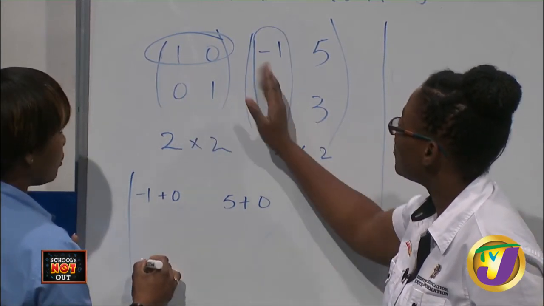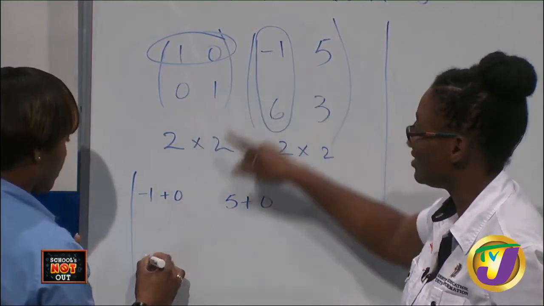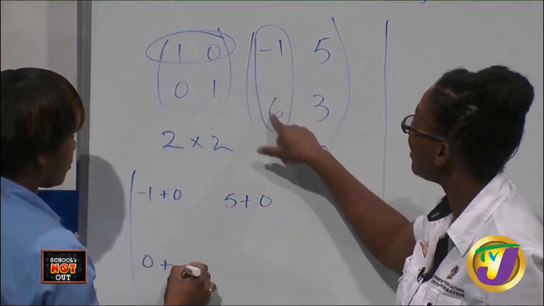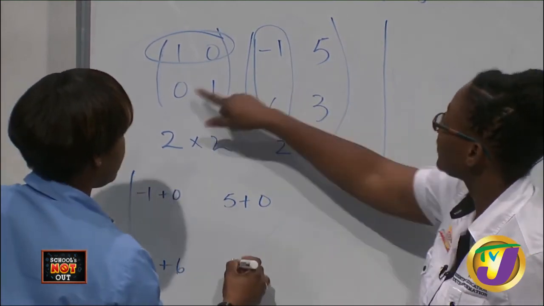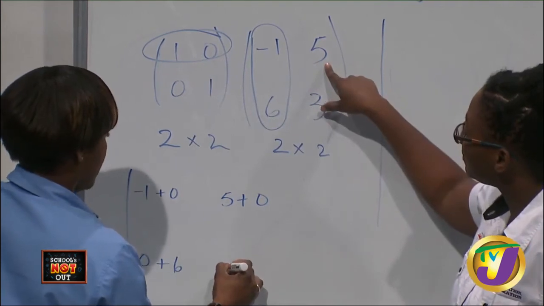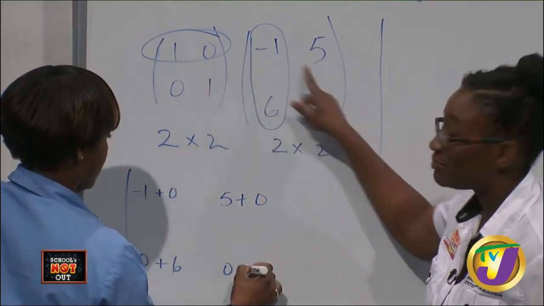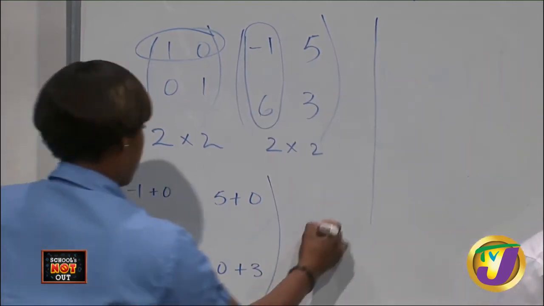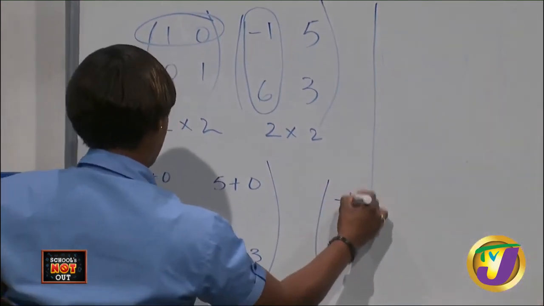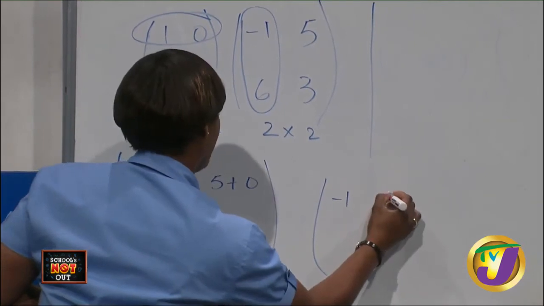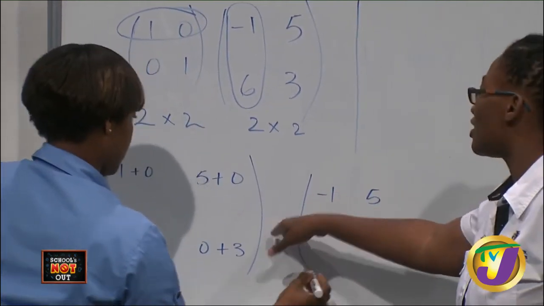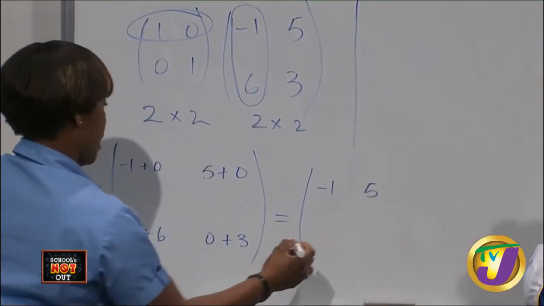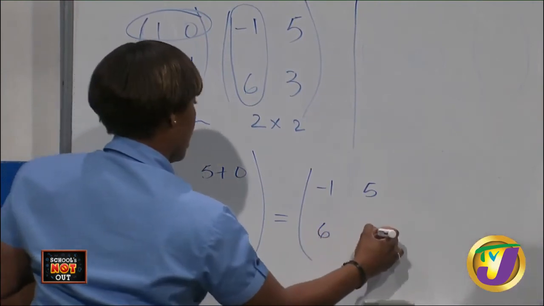Then let's go to row 2. Row 2, column 1: 0 times -1 is 0, and 1 times 6 is 6. Row 2, column 2: 0 times 5 is 0, and 1 times 3 is 3. Give me that resulting matrix. We would have -1, 5, 6, and 3. I think you're missing an equals sign here, since we're putting the results.